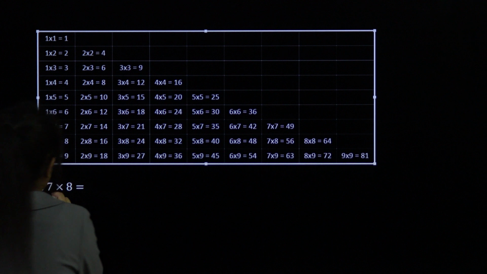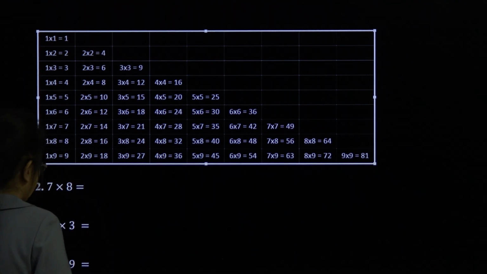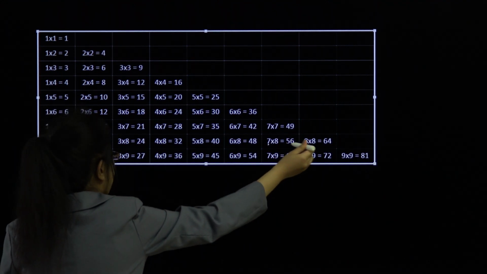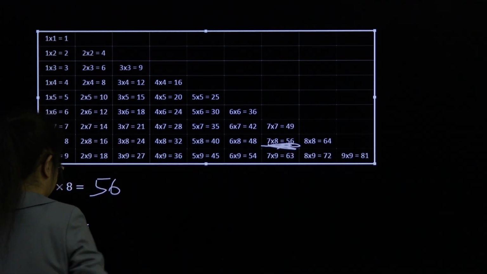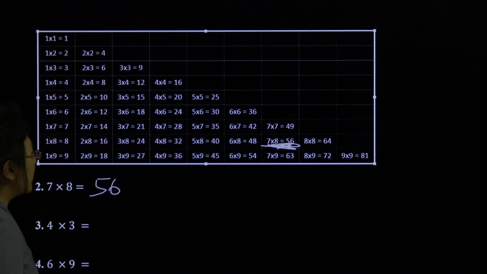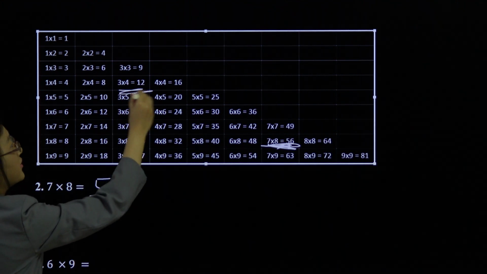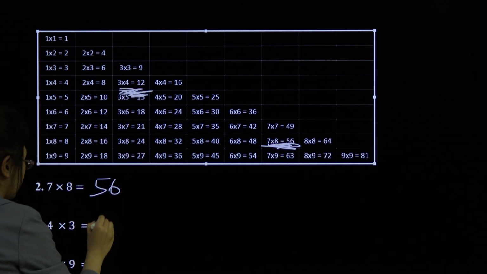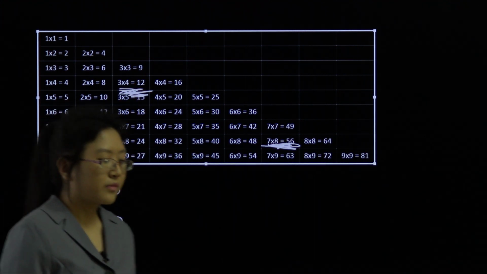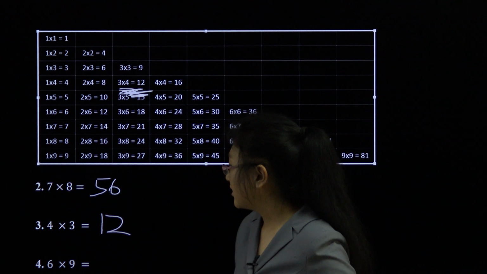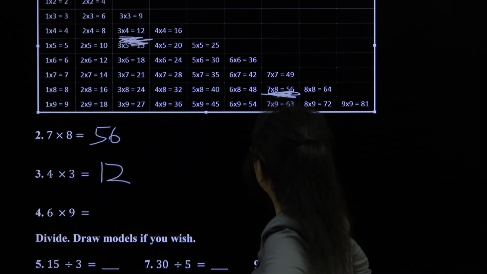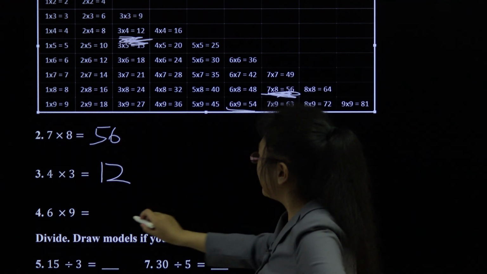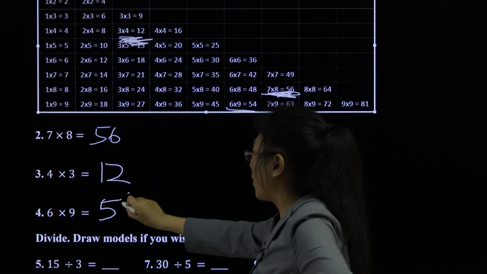Now, 7 times 8. 7 times 8 equals what? Hint, hint. 56. 4 times 3. 4 times 3 equals what? Hint, hint. 12. The next question is 6 times 9. 6 times 9 equals what? Hint, hint. 54.